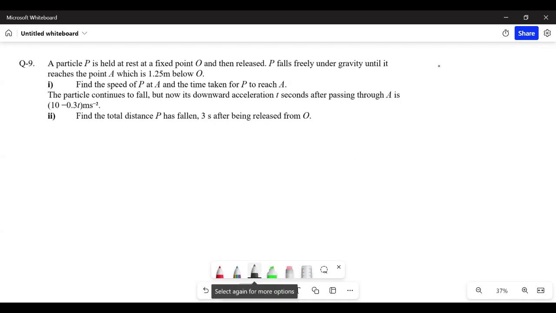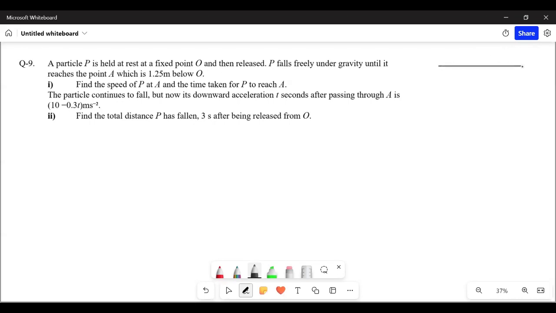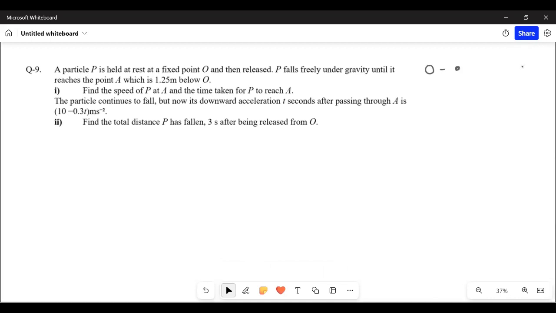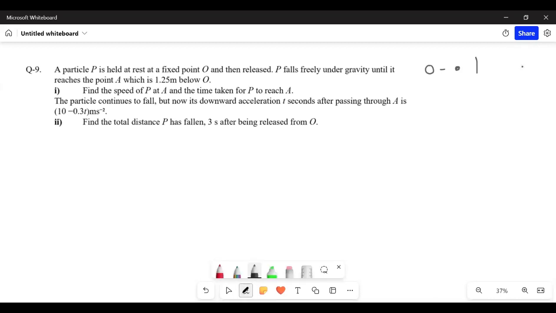Okay, so there's a starting point O, and from this point O, a particle is released downwards and it falls freely till it reaches a point A. So it reaches here, which is 1.25 meters below O. So that means this distance would be S is equal to 1.25.